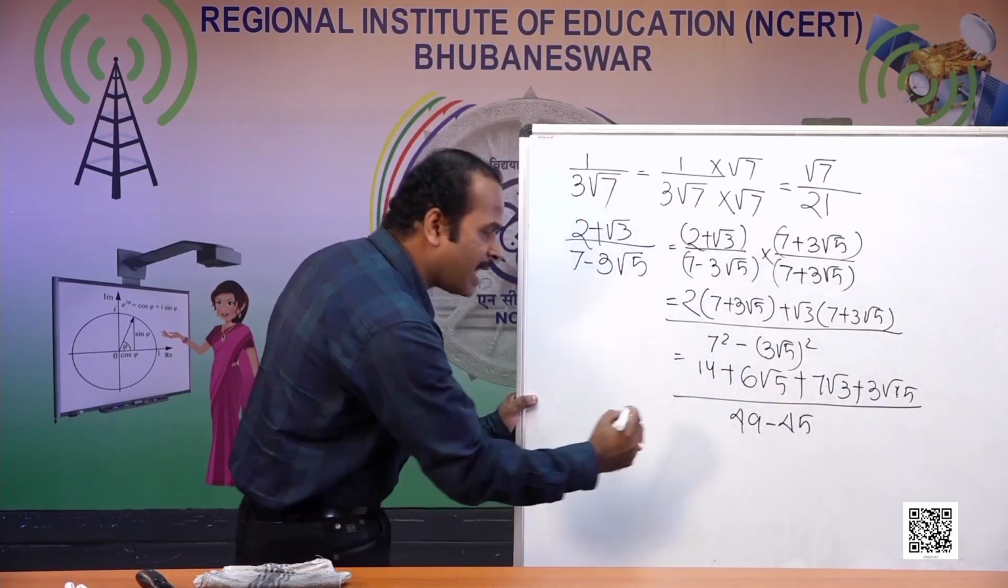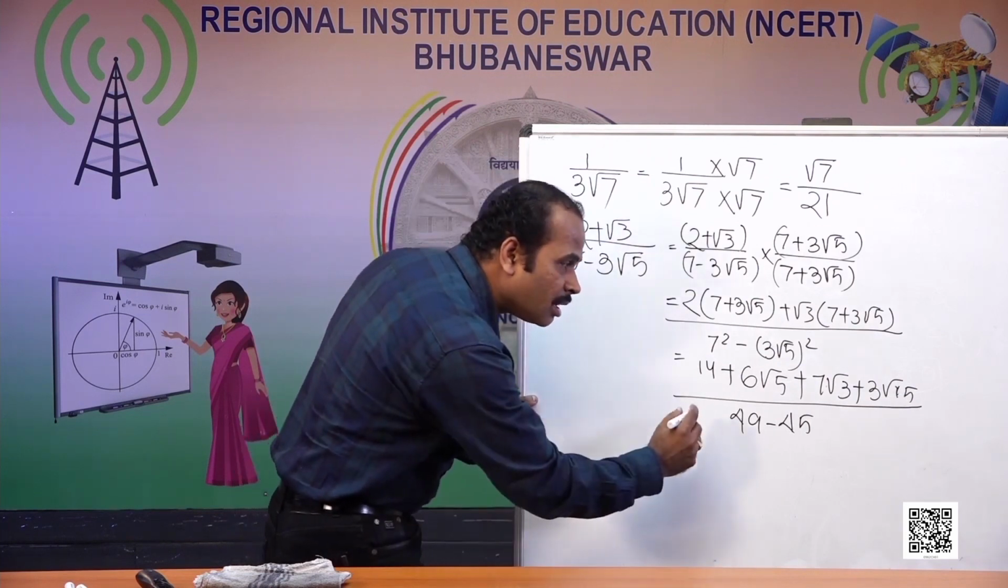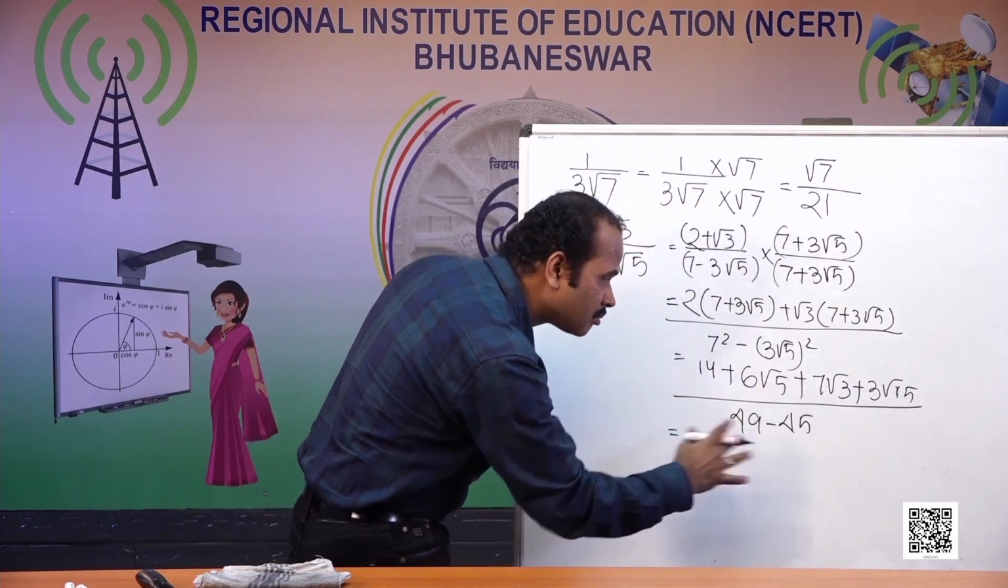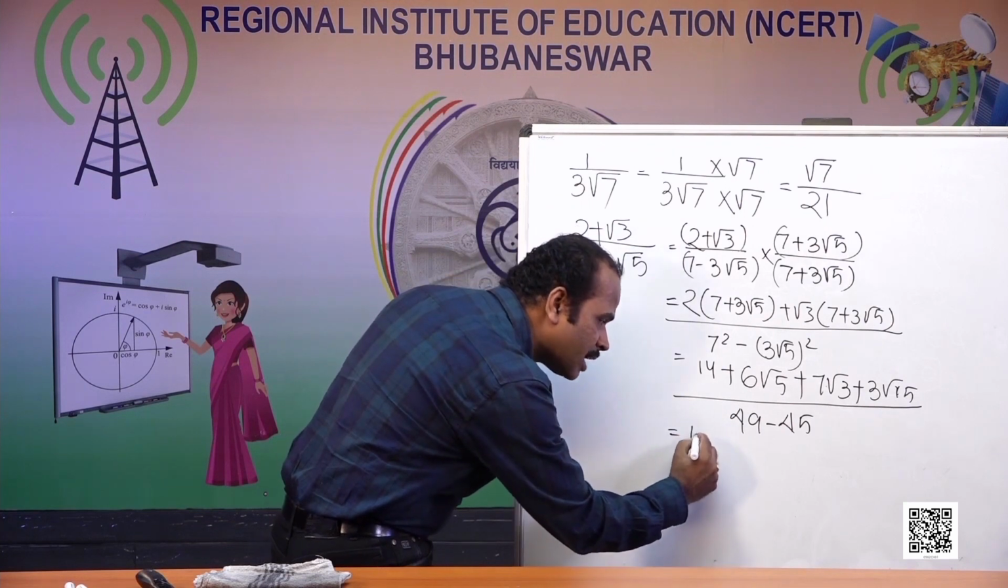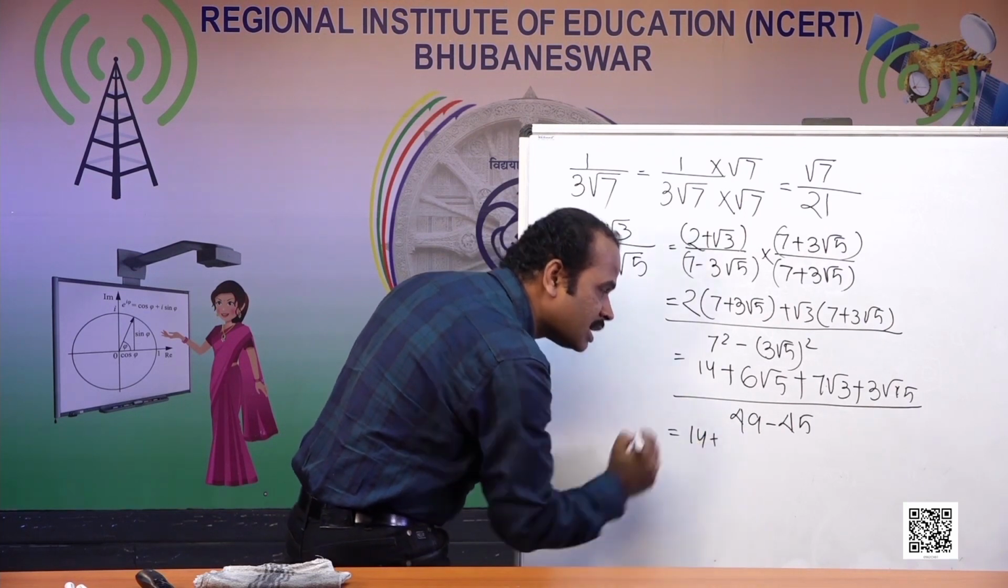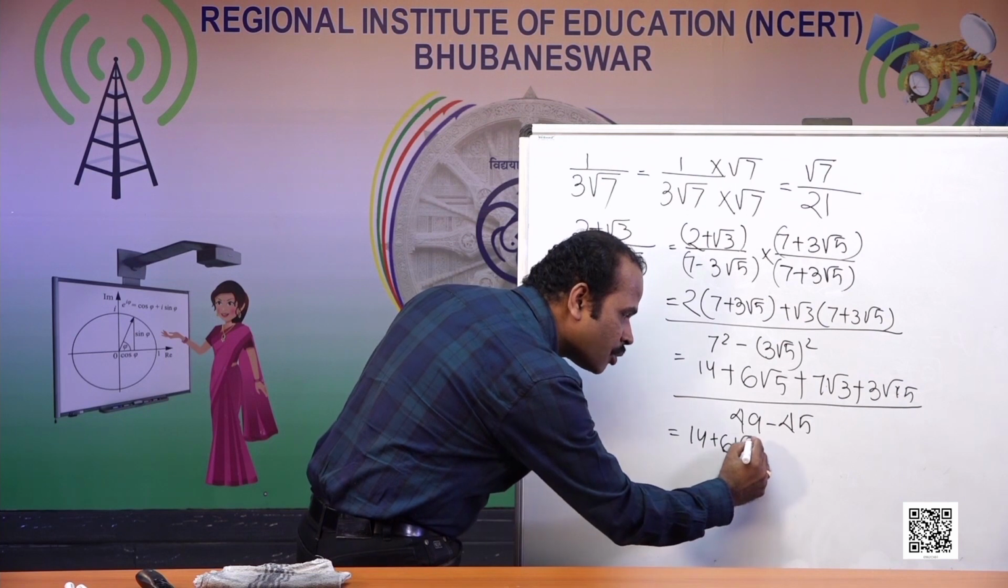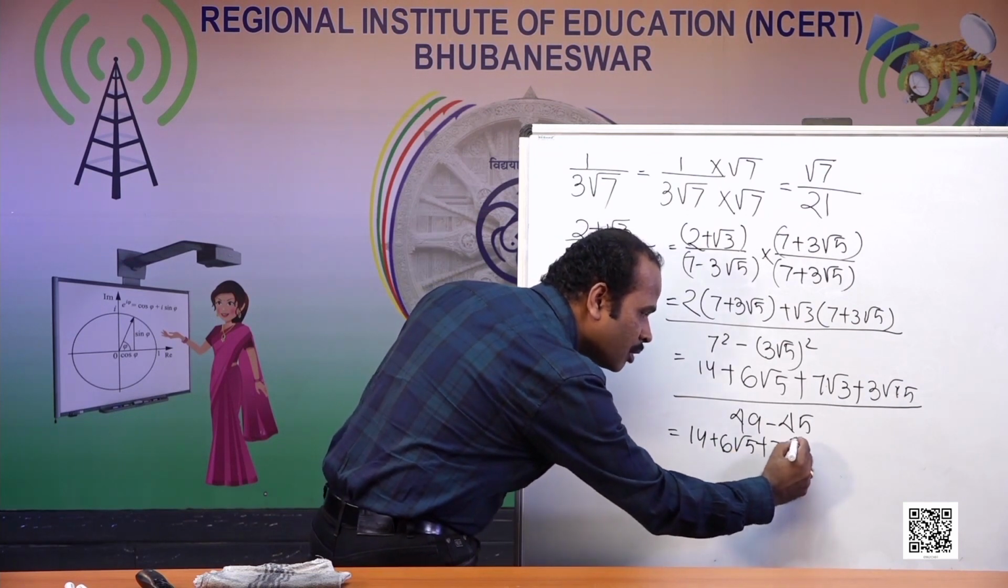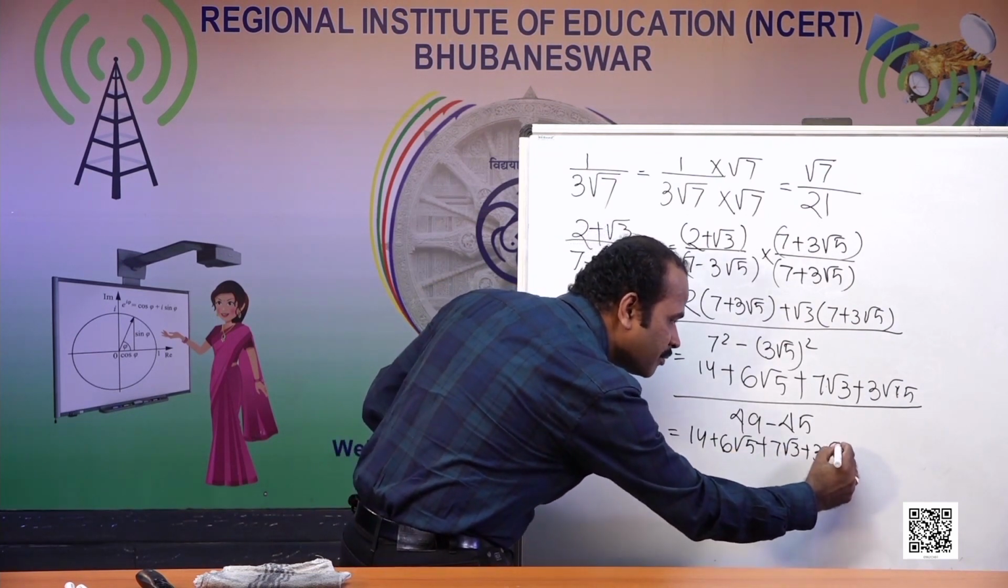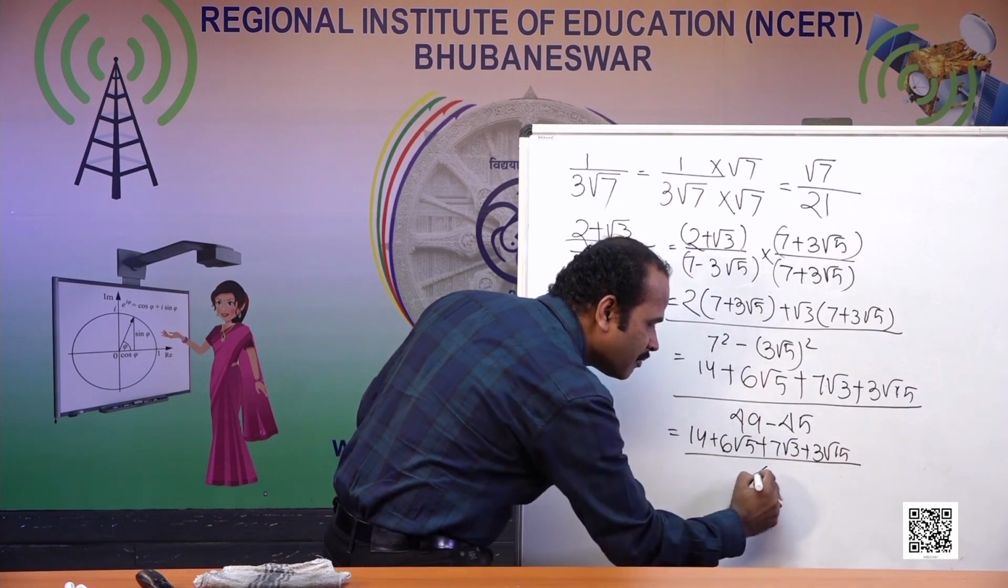So finally I can write the answer. Here no terms are like terms to be added, so all the terms I will write individually: 14 plus 6 root 5 plus 7 root 3 plus 3 root 15 whole divided by 4.